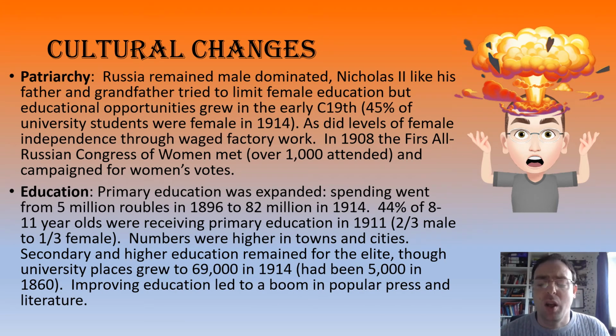Now, cultural changes were also spreading through Russia. Russia was very much a patriarchy, based on the idea of male dominance. And Nicholas II, like his father and his grandfather behind him, had tried to limit female education, for example. But those opportunities nevertheless grew. And 45% of university students in 1914 in Russia were female. And levels of independence through waged factory work also increased for women lower down the social strata.